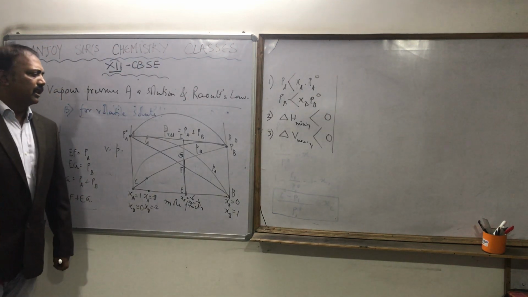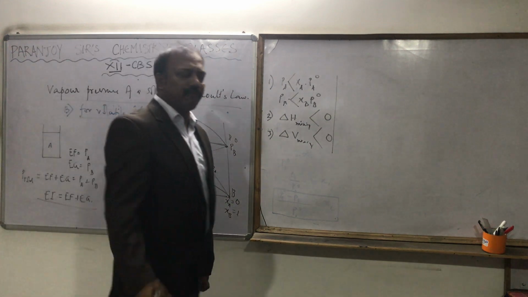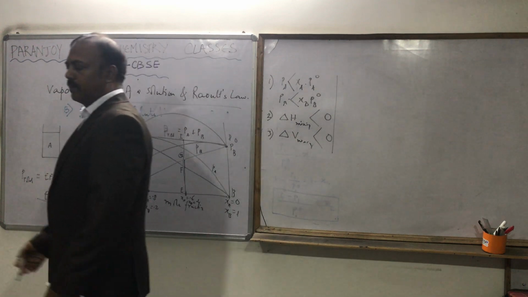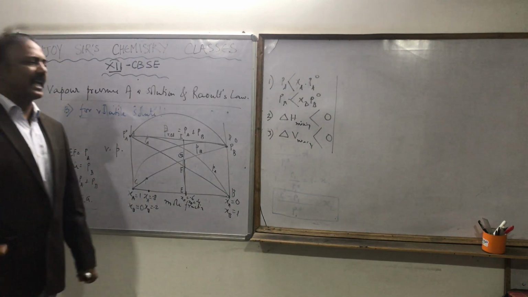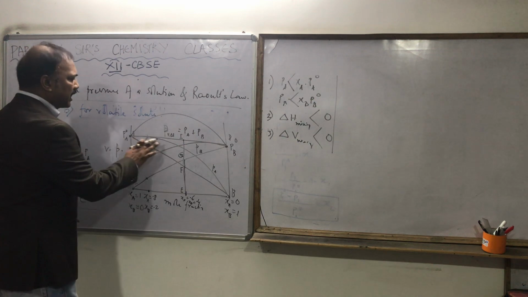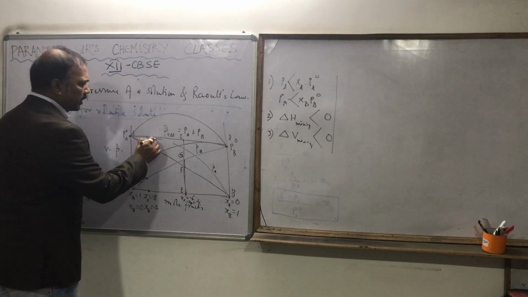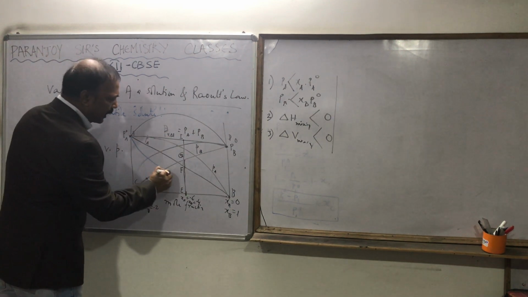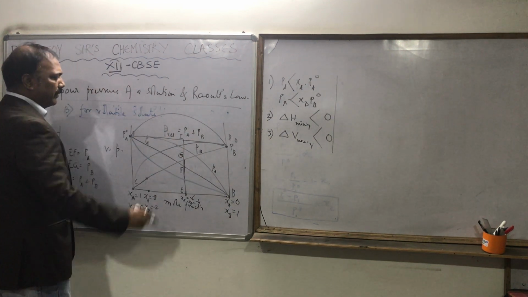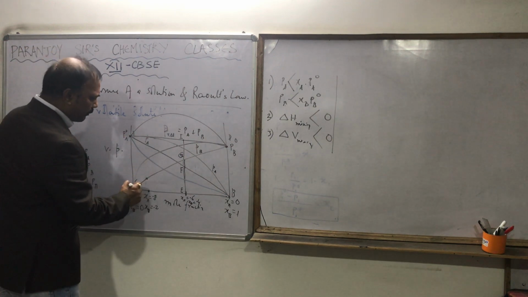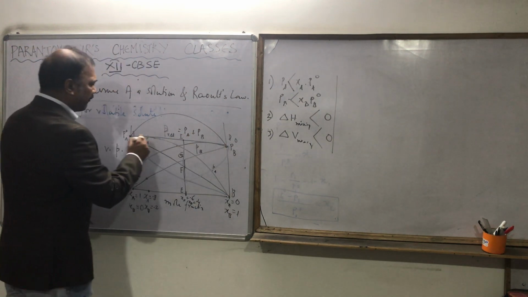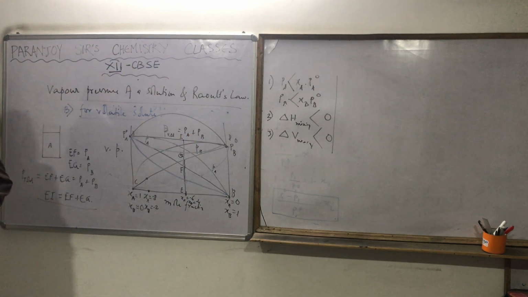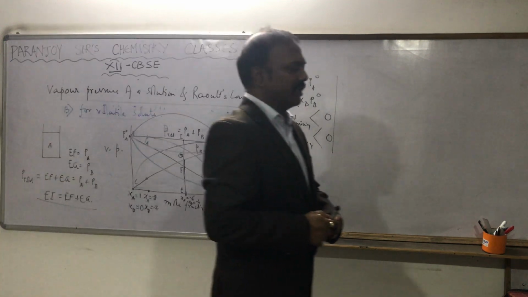And for that condition, the value of PA or PB or the total P should always be less than the expected value. And obviously the nature of the curve will be like this. It is less than the PB value, less than the PA value, and obviously this will also be less than the total value. They will all be less than these values.